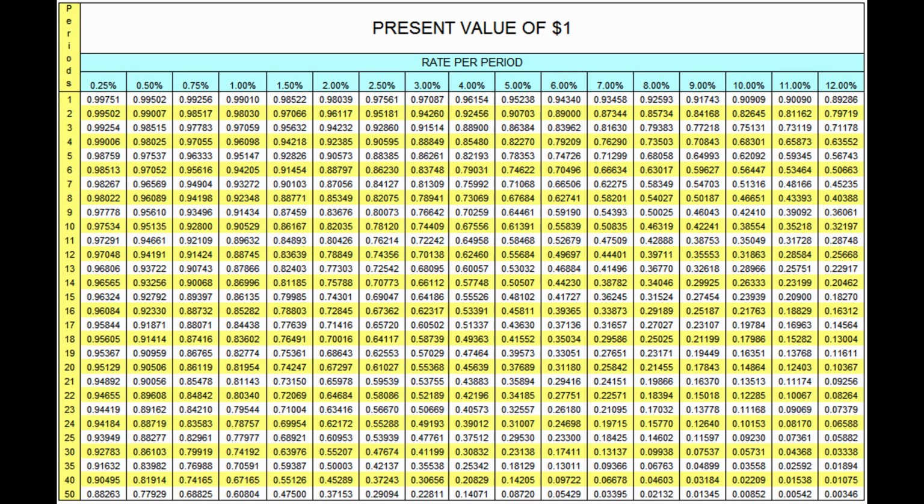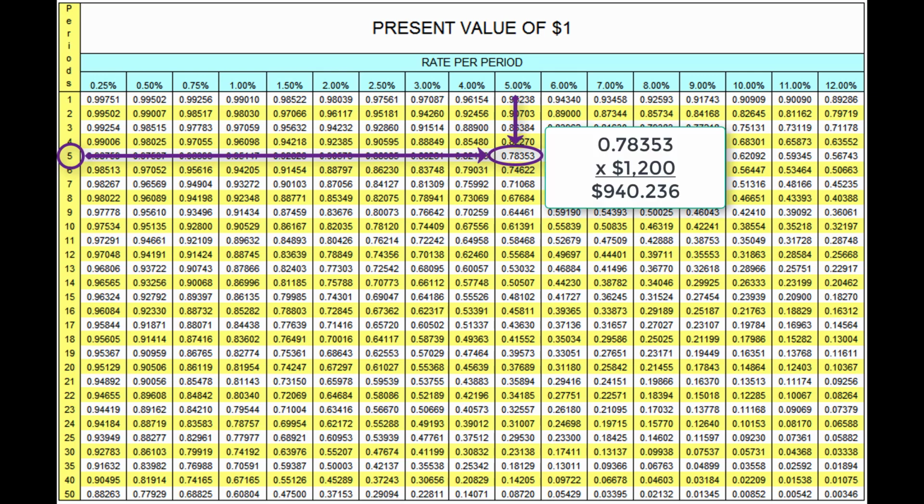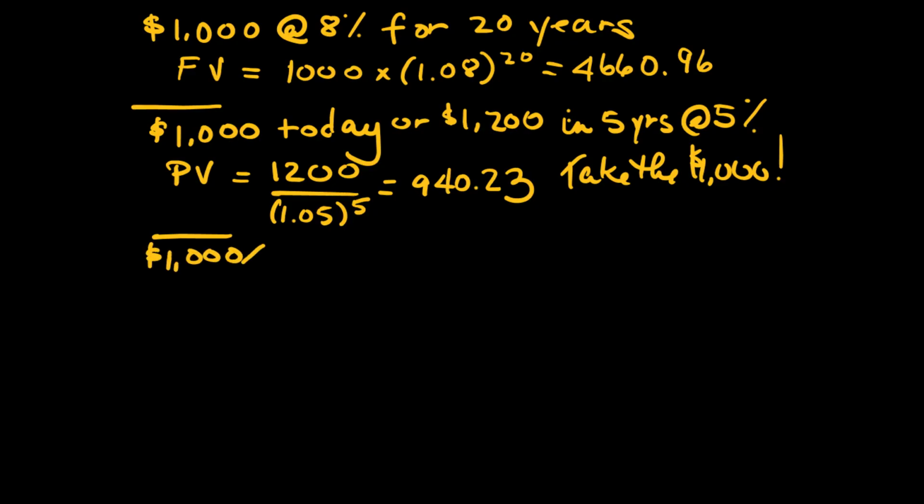interest. So to use the present value table, we would find the number of periods in column 1, which again was 5, go to the right until we find the present value factor in the 5% column, and that's 0.78353. And then we would just multiply the $1,200 that we would get in 5 years times that present value factor of 0.78353, and that would give us $940.24.